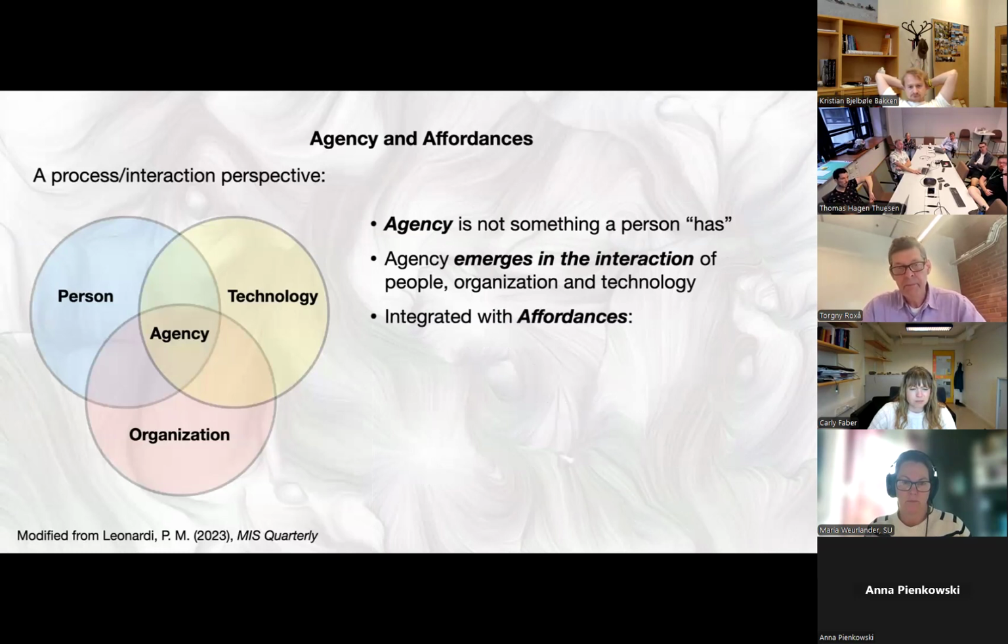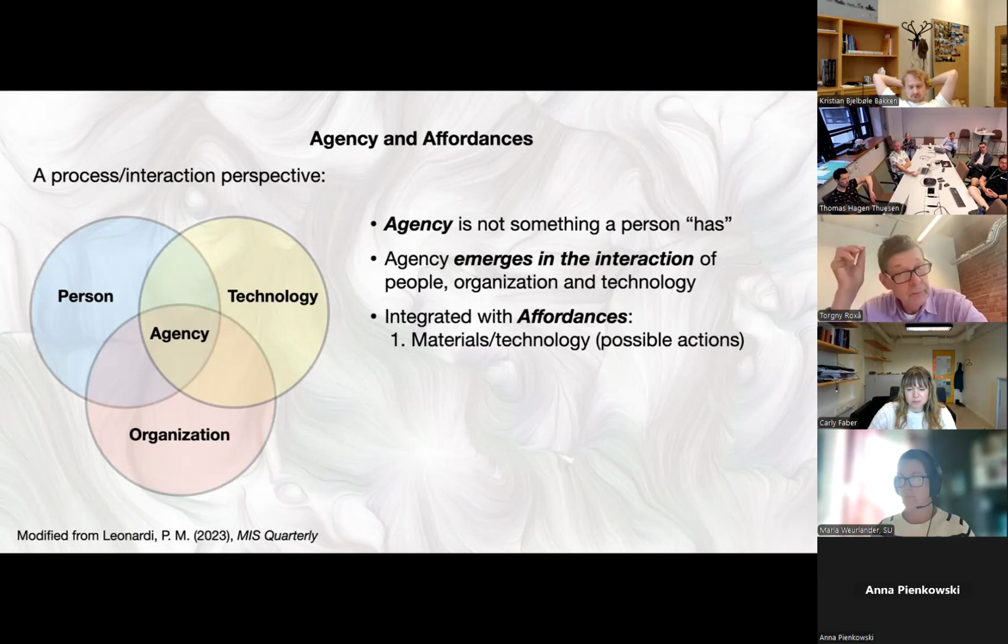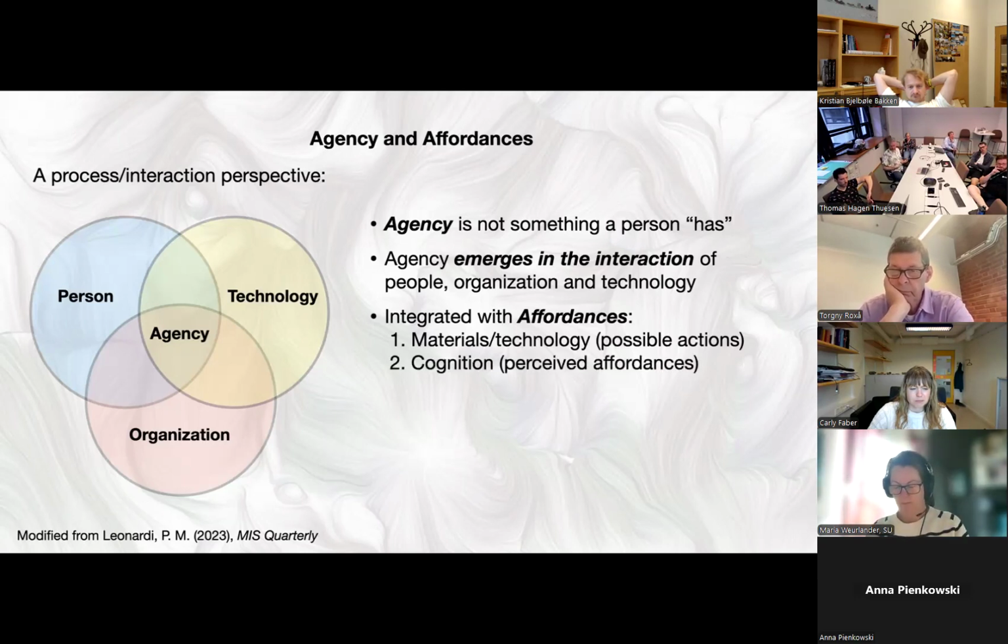It can be integrated with the idea of affordances. Affordances has two main interpretations in the literature. Affordance can be a property of a material or technology, so it affords you possible actions. So people working in design and software development say that they build affordances into their design, allowing people to do certain things. The other interpretation is that it's a cognitive thing, it's how you perceive it.